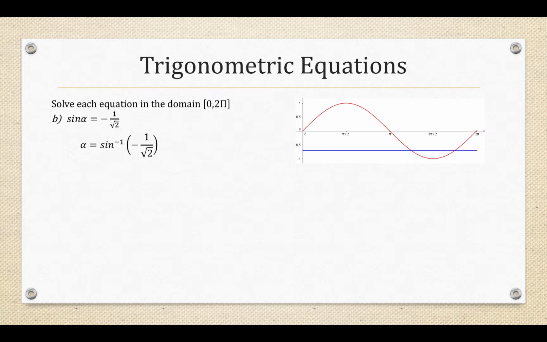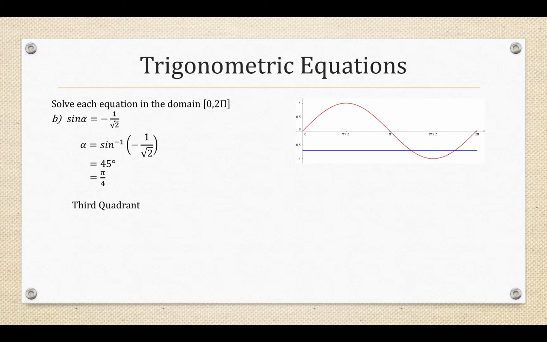So the first thing that we want to do is apply the inverse of sine to the value of -1 over the square root of 2. And in putting this into our calculator, we will get 45 degrees, or its equivalent of pi over 4 radians. Now in this first quadrant, all values are positive. However, we want to find where the solutions are negative.